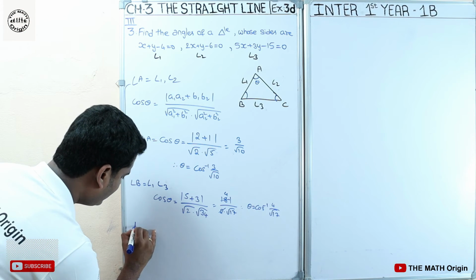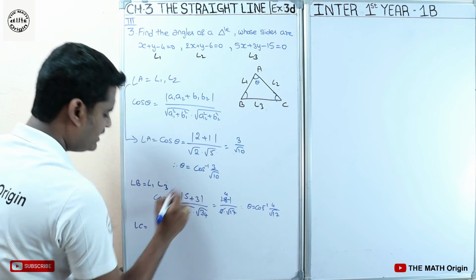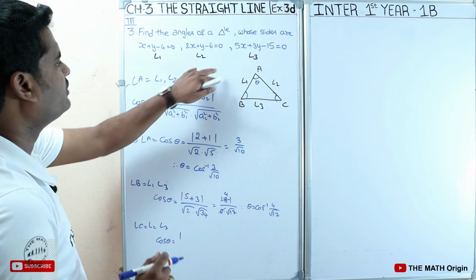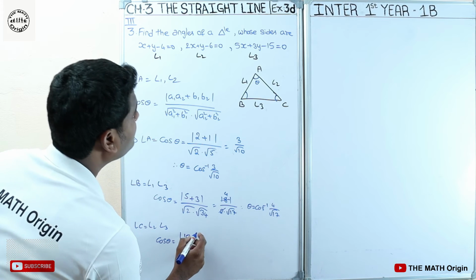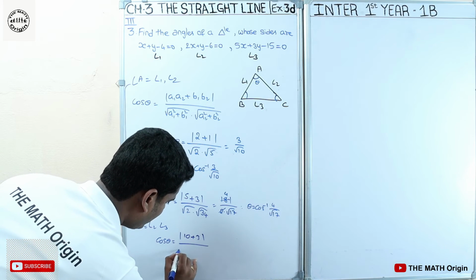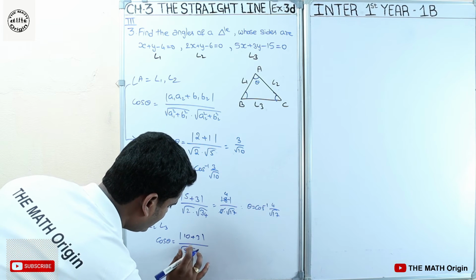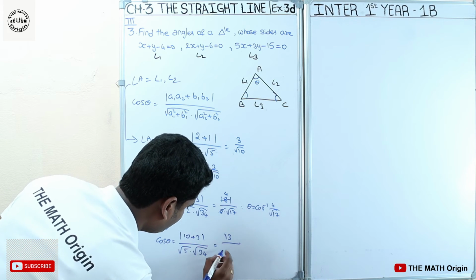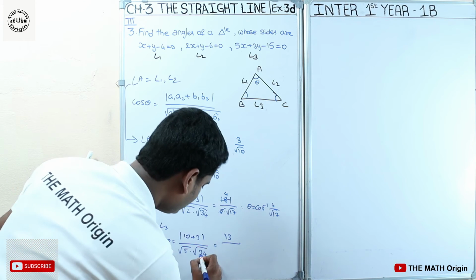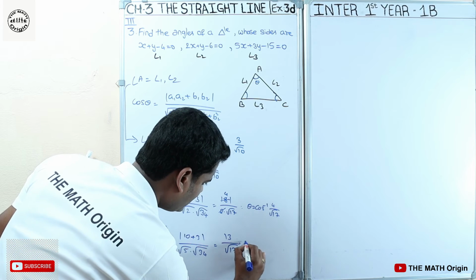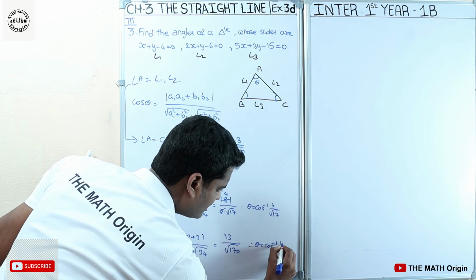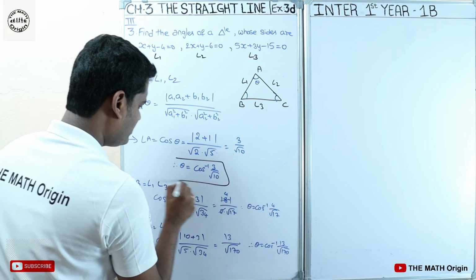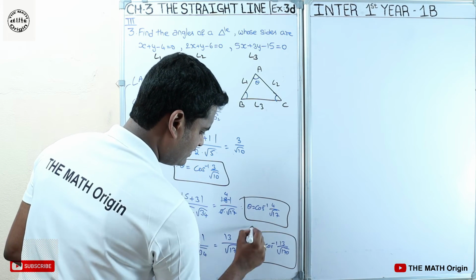We got angle B. Now angle C, we need to derive L2 and L3. So cos theta is equal to the modulus of L2 and L3: 5 into 2 is 10 plus 1 into 3, divided by root of 4 plus 1, which is 5, into root of 25 plus 9, which is 34. Therefore that is equal to 13 by root of 34 into 5, which is root 170. Therefore theta is equal to cos inverse 13 by root 170. We got angle A, angle B and angle C.